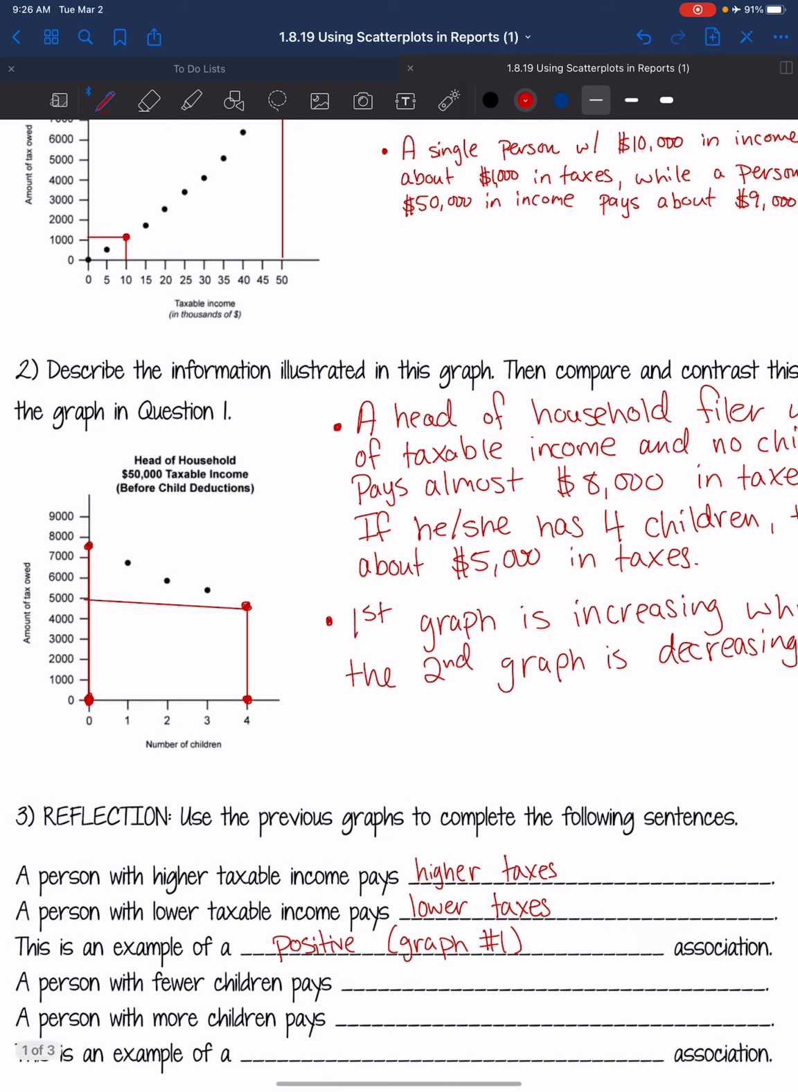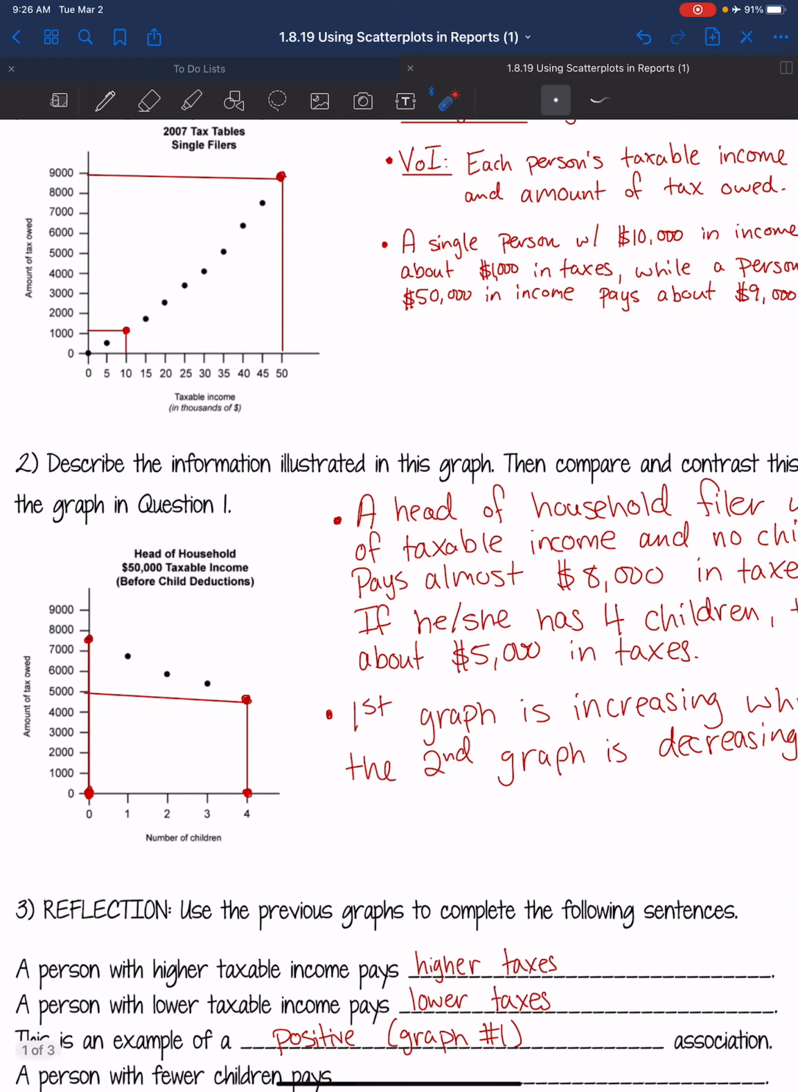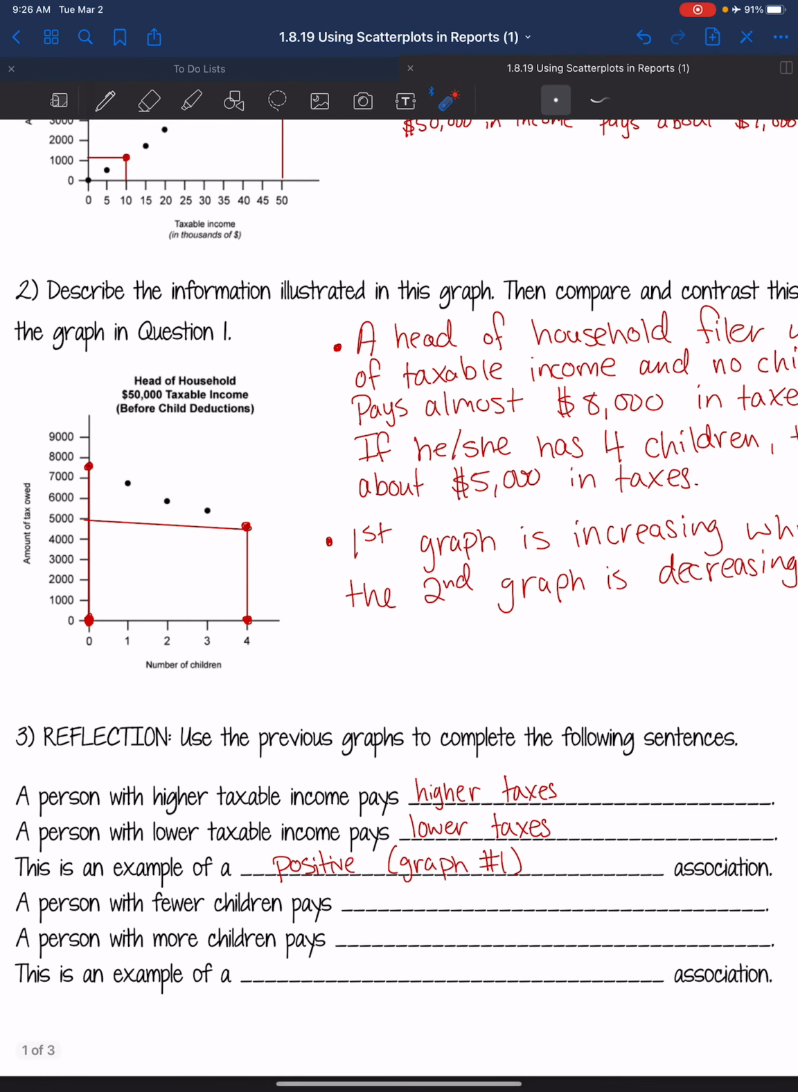Okay? So if I go back for a second, again, if you see this, it's going upwards as we move down the graph. As we go to the right, these dots go in an upward trend. So this is what's called a positive association. Now, a person with fewer children pays higher taxes.